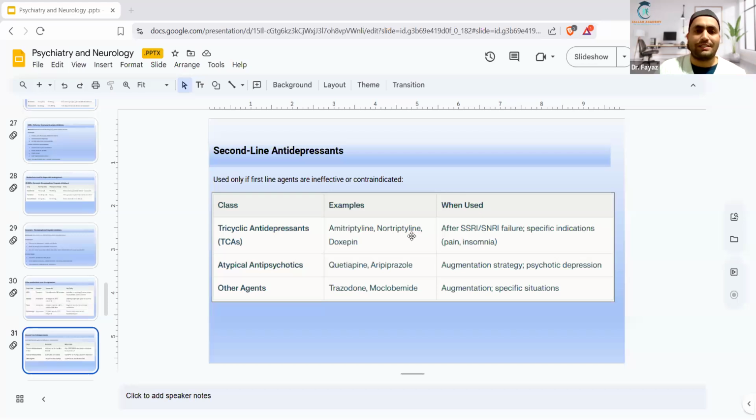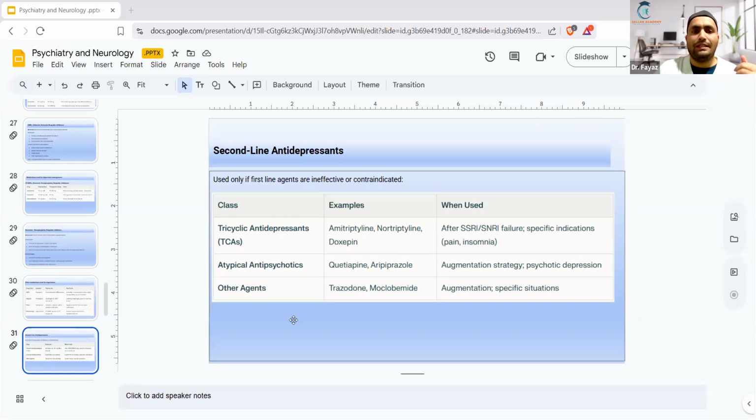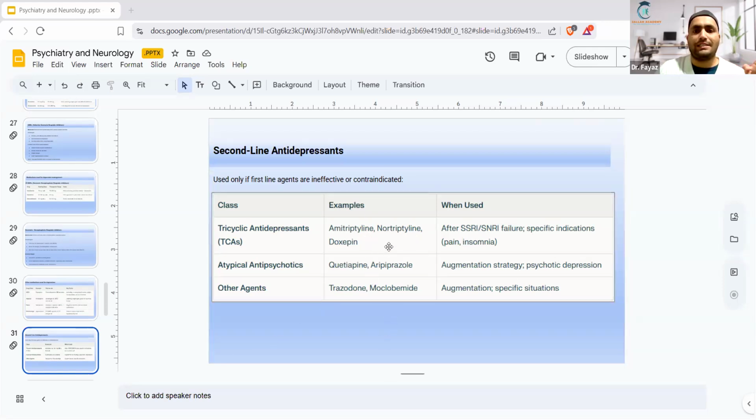Imipramine is used in some countries for children who have nocturnal enuresis, or children who cannot control their bladder at night, but it's not used in Canada. Canada has desmopressin as the drug of choice for children who cannot control their bladder at night.